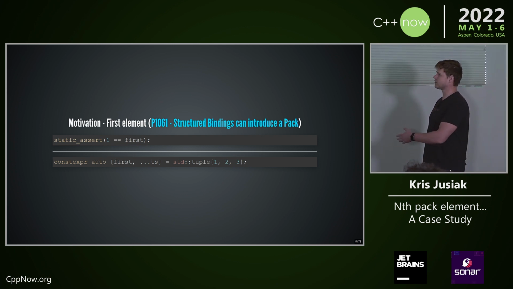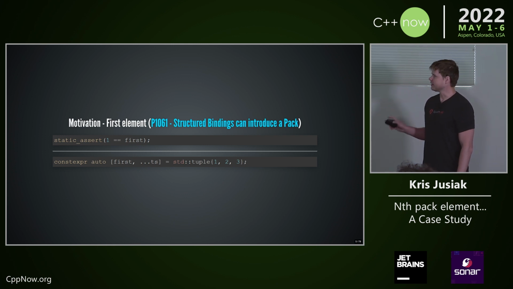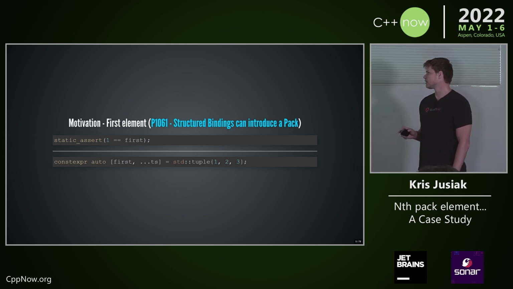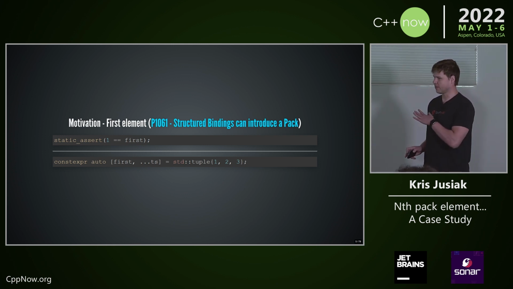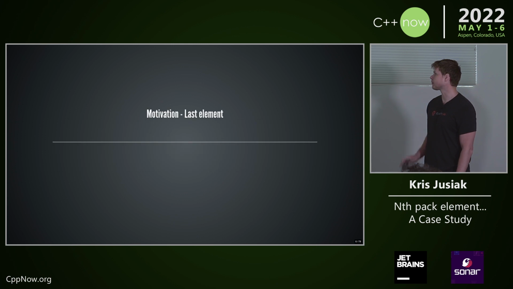But that's the first example. We have a tuple, and we can destructure into first and Ts. We have to have the name there. But yeah, we can get the first. We can also, we'll see in further examples, a magic trick with make_integer_sequence and structured bindings, which is, I think, really powerful.